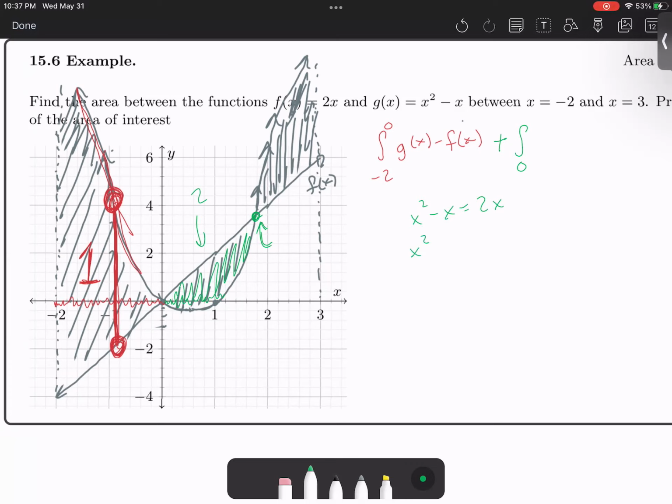So x squared minus 2x minus x is equal to 0. X squared minus 3x is equal to 0. So x times x minus 3 is 0. So 0 is one of the places that they intersect, but we already knew that. Right? They crossed at the origin. The other point is 3.